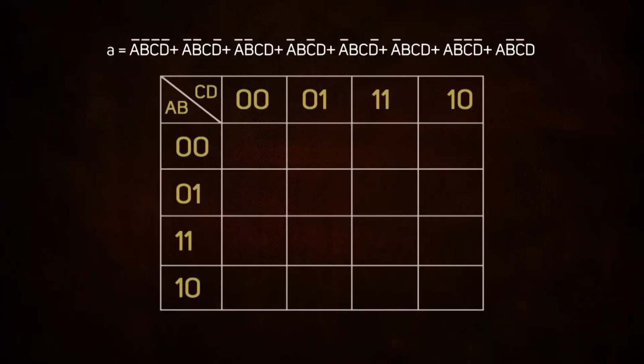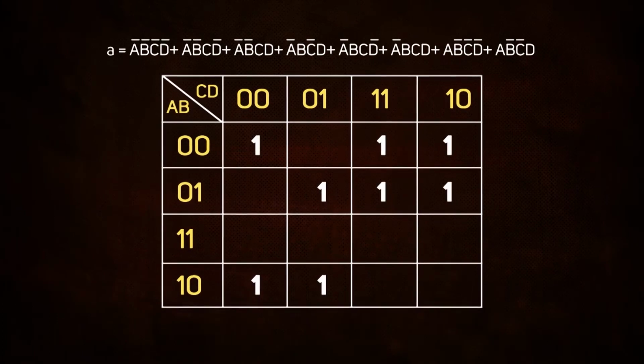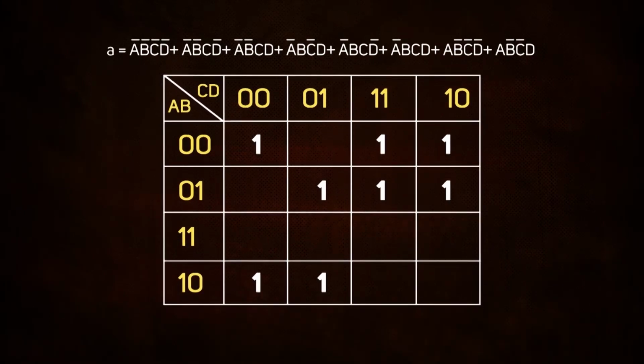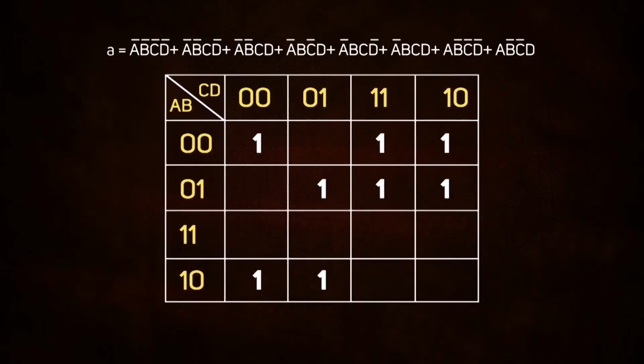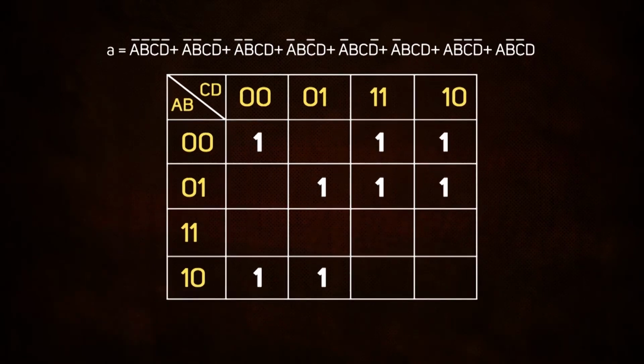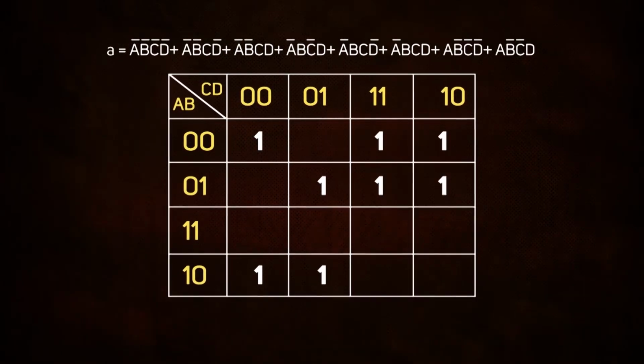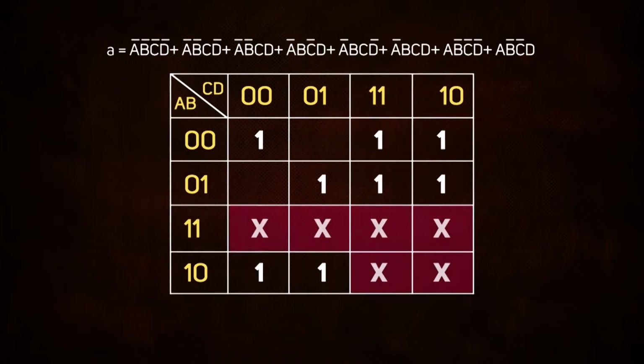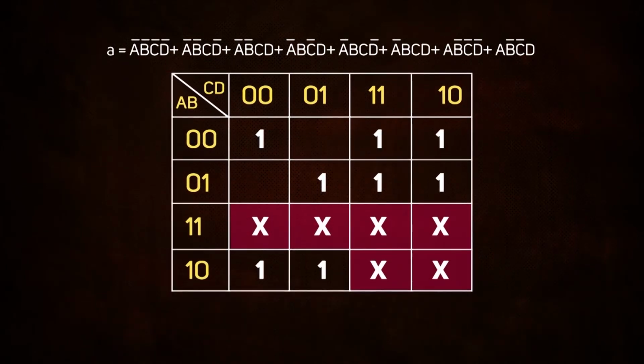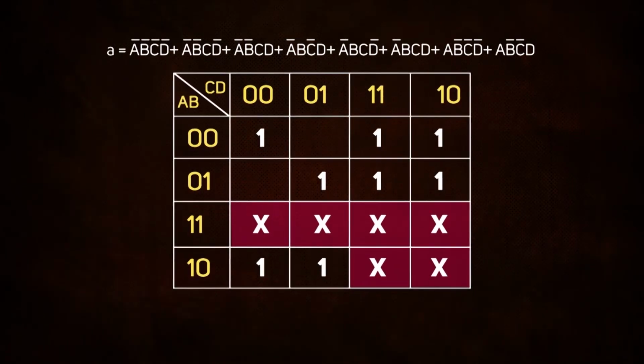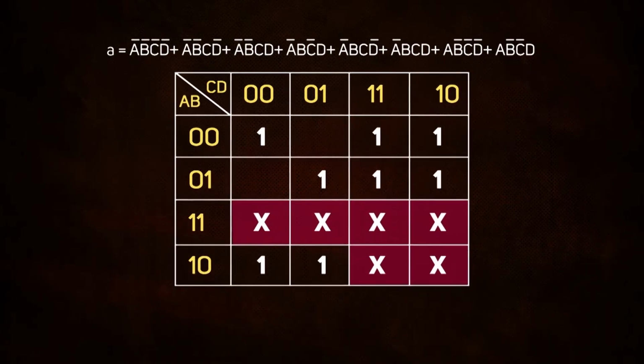Let us enter this expression to a K-map. You may remember certain input states that never occur in BCD code. They are 1010, 1011, 1100, 1101, 1110 and 1111. So, they can be considered as don't cares, and we mark X in the respective cells. Now, form the groups and get the reduced expression.